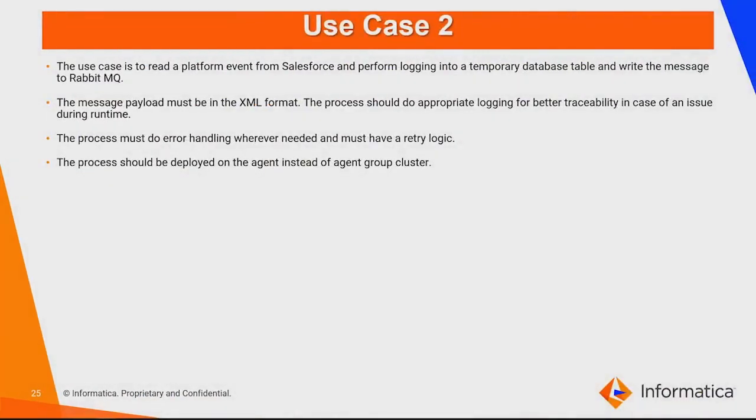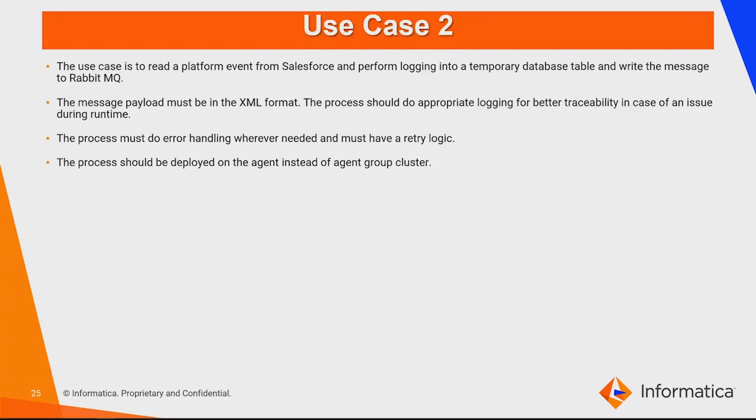Use case 2. The use case 2 is to read a platform event from Salesforce and perform logging into a temporary database and write the message to RabbitMQ so that the downstream application can consume. The message must be in the XML format, and the process should do appropriate logging for better traceability in case of an issue during runtime. The process must do error handling wherever needed and also must have a retry logic in it. The process should be deployed on the agent instead of an agent group.